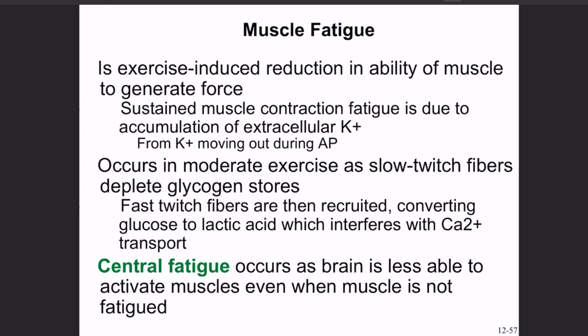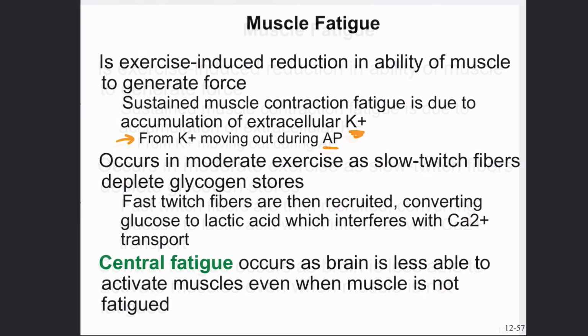Muscle fatigue is the exercise-induced reduction in ability of muscle to produce force. And this is probably due to extracellular potassium that accumulates from these action potentials. In moderate exercise, muscle fatigue can occur when glycogen storage gets depleted for slow twitch fibers. And if that occurs, then fast twitch fibers can afterwards be recruited.